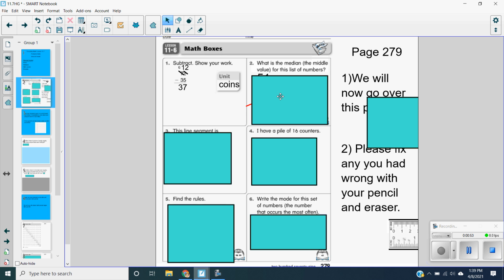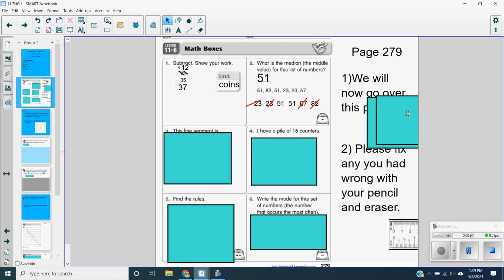For question 2, what is the median or the middle value for the list of numbers? So you'll notice that I first put those numbers in order from smallest to largest. So I had 23, 23, 51, 51, 67, 82. Then I was able to cross off until I had the middle number. For this one, we had two middle numbers, but since they were both the same, 51, our median is 51.